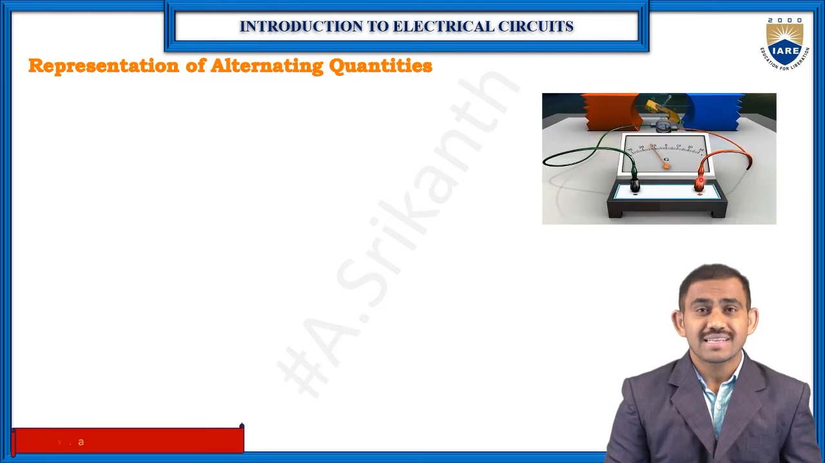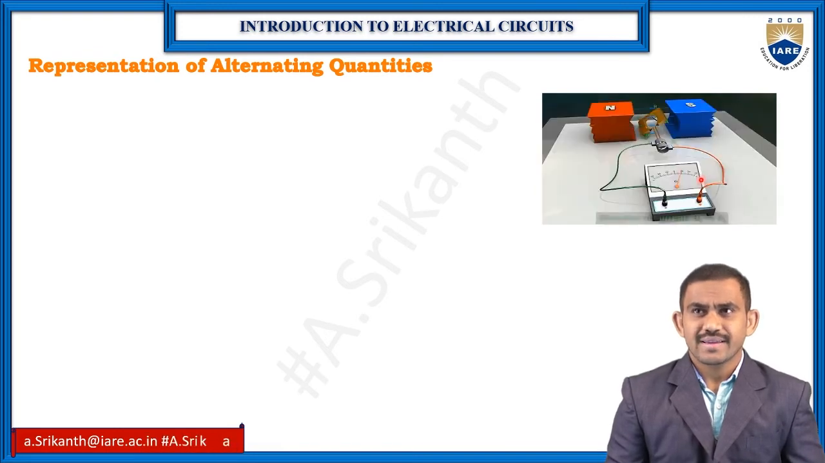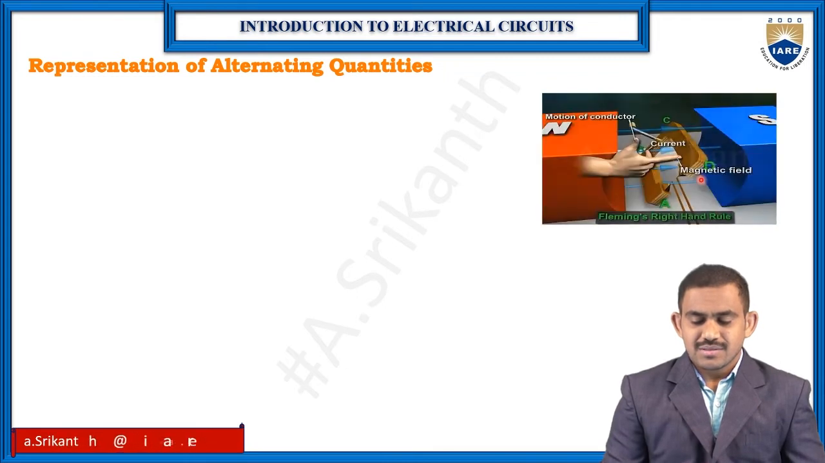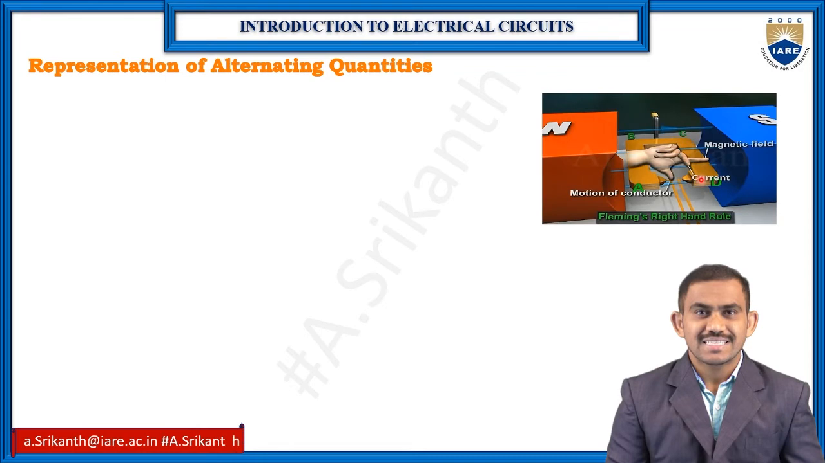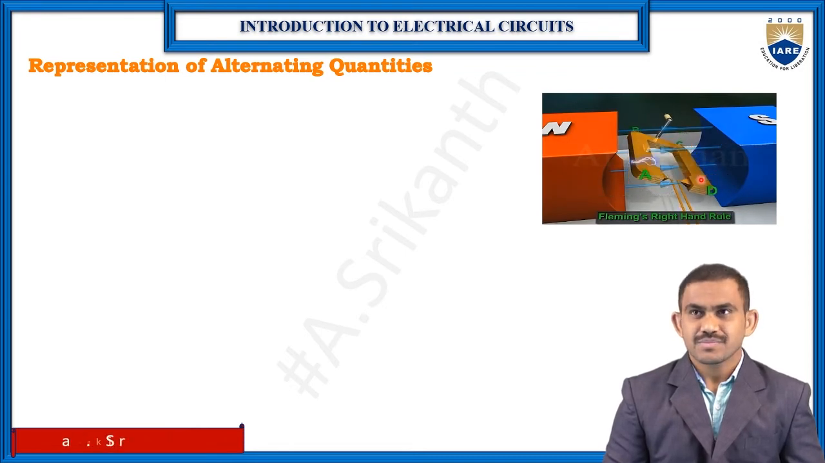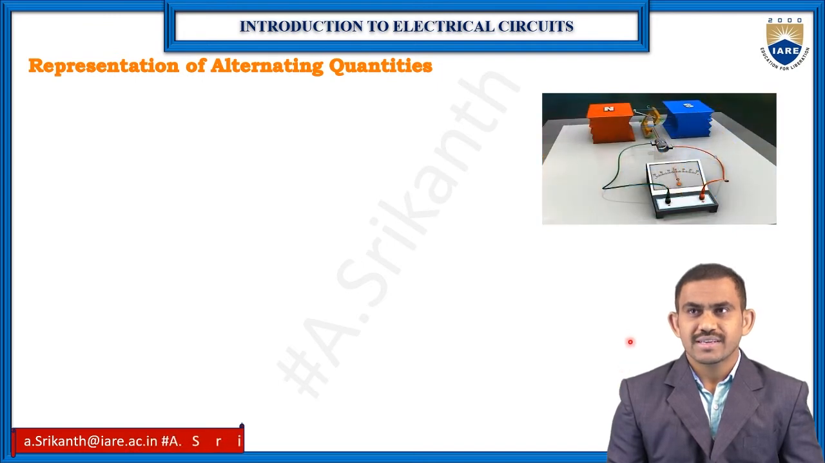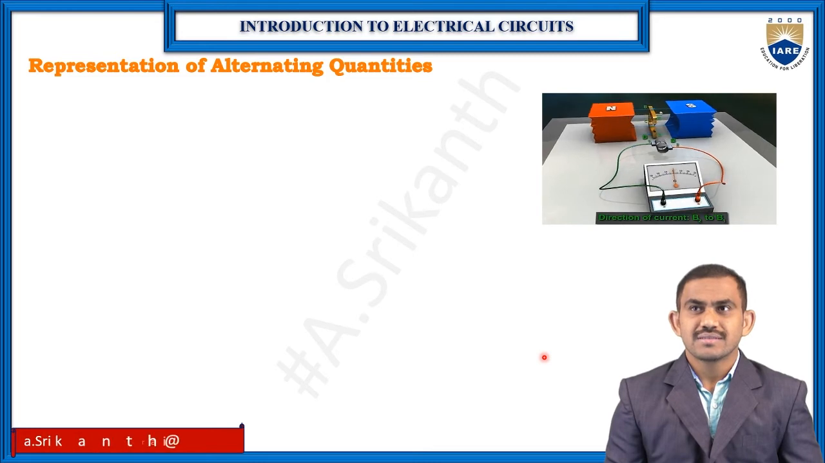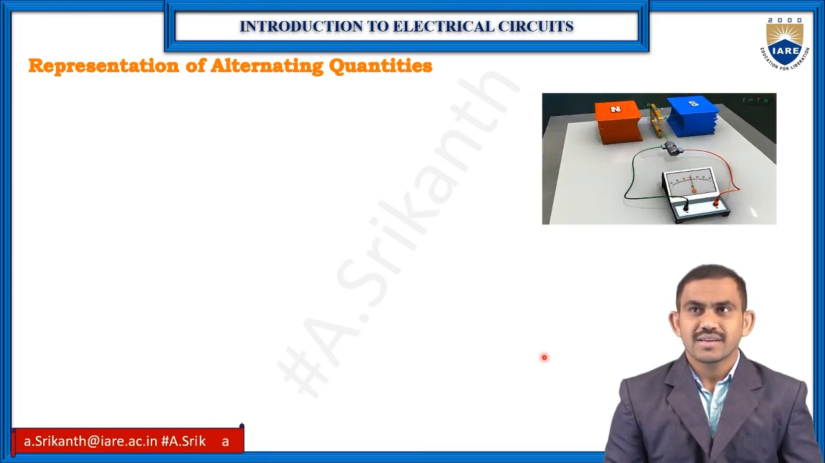So what is the rule and how to get the sine wave? Just observe now. Using Fleming's rule, we know that when it goes A, B, C, D, we have some positive peak, and when it goes D, C, B, A, we have the negative peak.